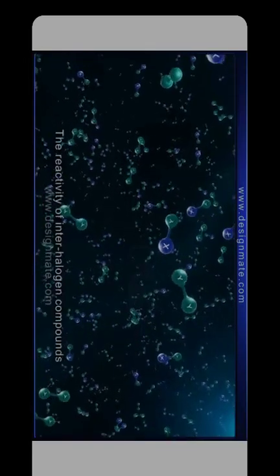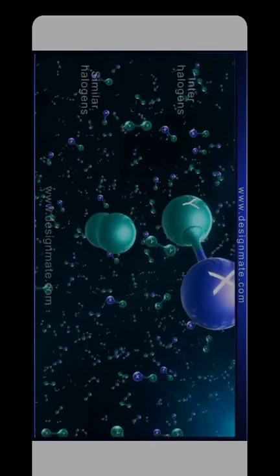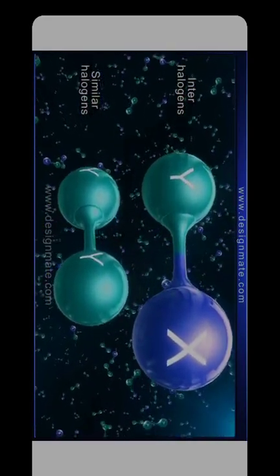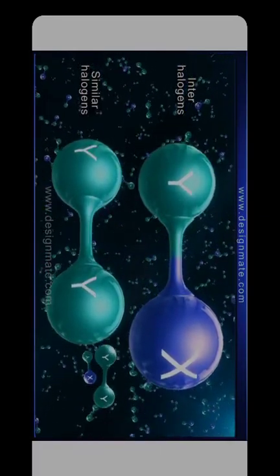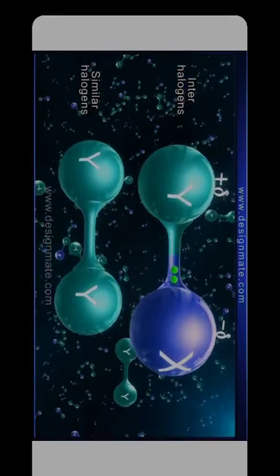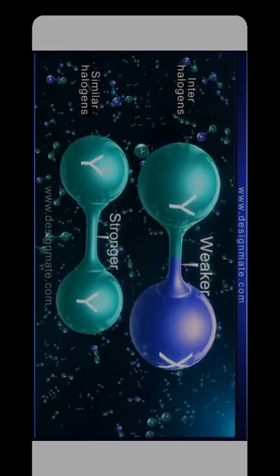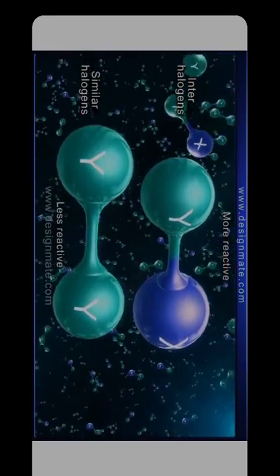Let us now discuss the reactivity of inter-halogen compounds. Of the halogens and inter-halogen compounds, which one do you think will be more reactive? Clearly, the bond between the inter-halogen is polar and hence weaker than that between 2 similar halogens. Thus, inter-halogens are more reactive than halogens.